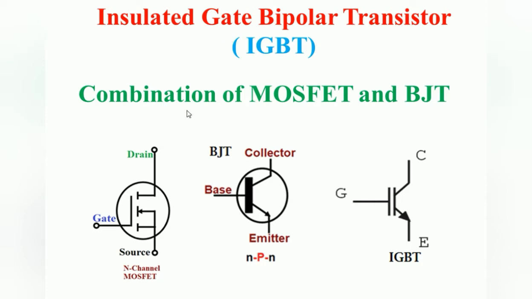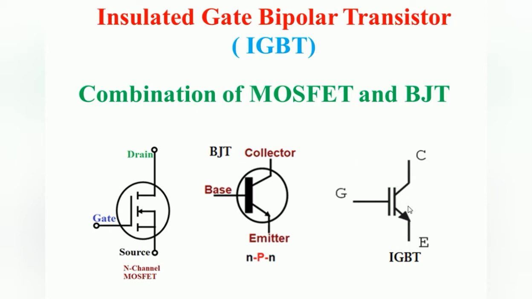Normally the IGBT is the combination of MOSFET and BJT. Okay, so this is the MOSFET symbol. It has three terminals, gate, drain and source. We know the transistor terminals, base, collector and emitter, right? So just take this gate terminal. Here the gate terminal is the input side and the output side is collector and emitter, right? So the gate terminal of the MOSFET and the collector emitter terminals of the BJT are combined together. Finally the IGBT is obtained.